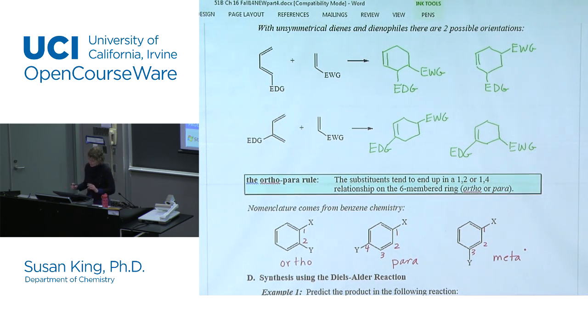We're not numbering like we're going to name it, we're just looking at the relationship. Can you see that that's a 1-2 relationship between the carbons that the electron donating group and electron withdrawing group are attached to? So this is ortho, and that's the one we get. This would be 1-2-3, which is meta. So no meta. This would be 1-2-3-4, and again, it doesn't matter which direction you number. This is para. That's the one we'll get. This is 1-2-3, meta. We do not get meta.